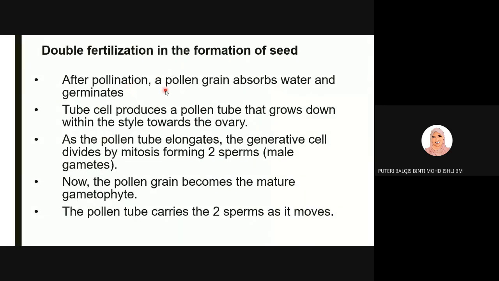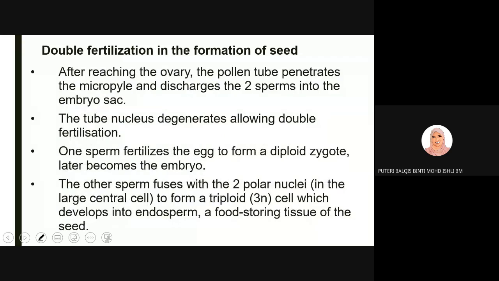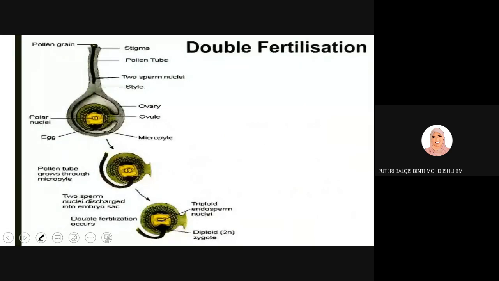After pollination, a pollen grain absorbs water and germinates. Tube cell will produce pollen tube. Okay, ini nak ceritanya lah. Tube cell will produce pollen tube that grows down within the style towards the ovary. So maksudnya tube cell yang dekat sini, dia akan hasilkan pollen tube, grow down the style, pergi masuk ovary. Sini ovary dia. Masuk ovary.